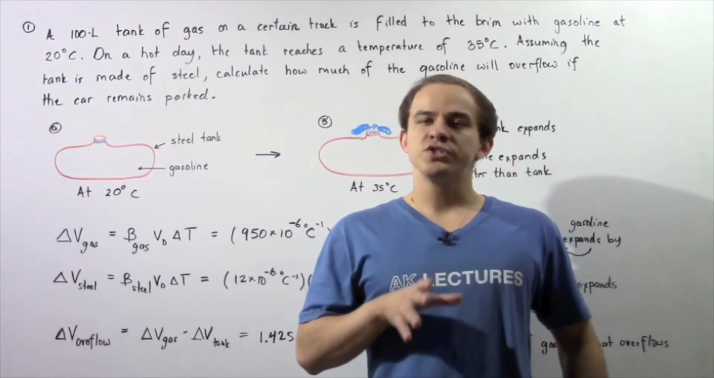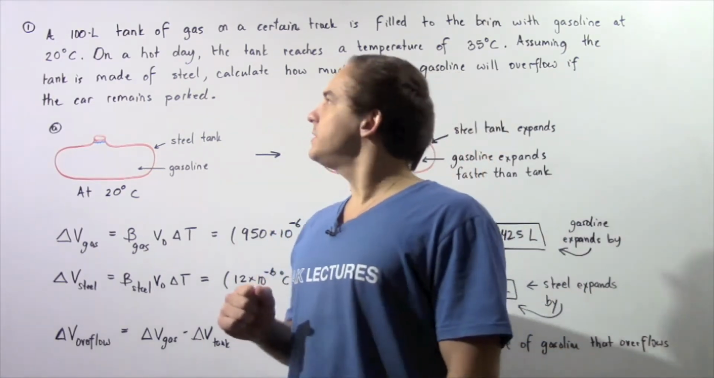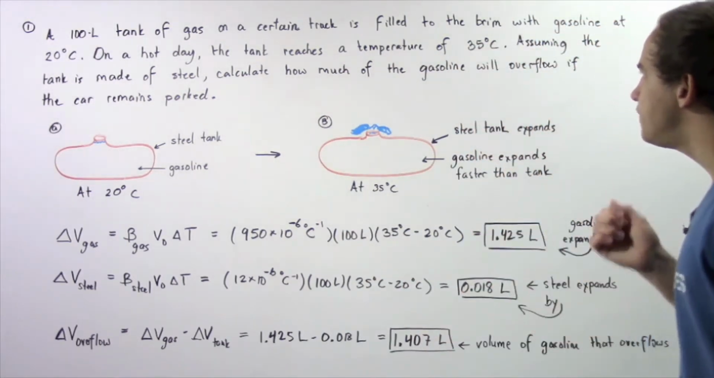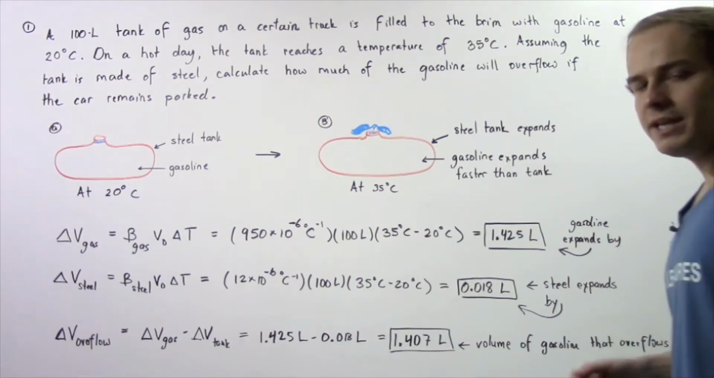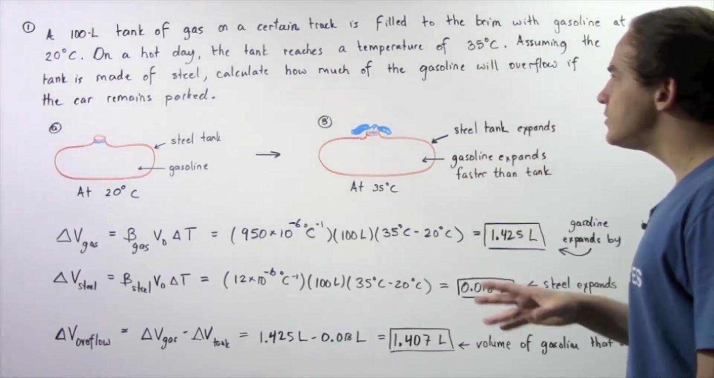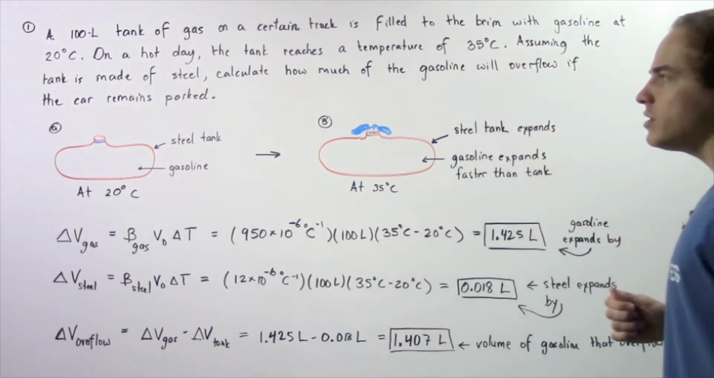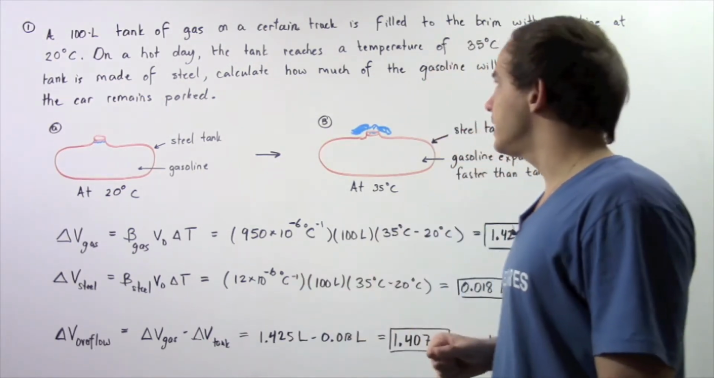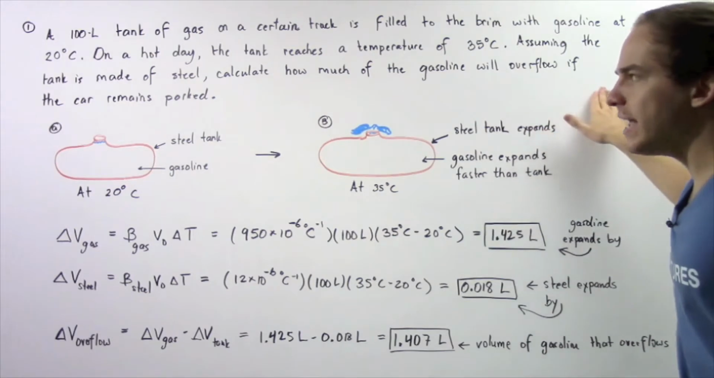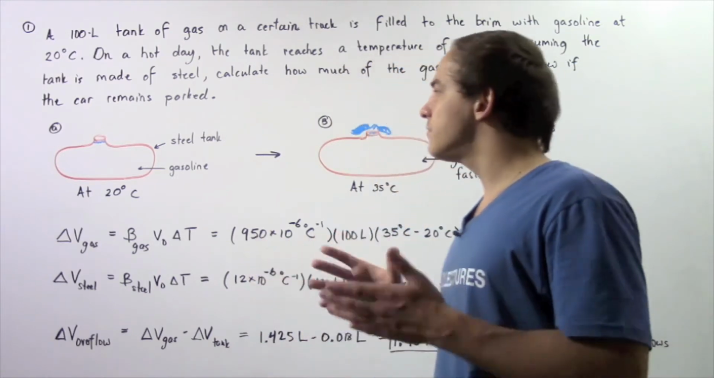In this example, we're going to look at thermal volume expansion of solids and liquids. So let's begin. A 100-liter tank of gas on a certain truck is filled to the brim with gasoline at 20 degrees Celsius. On a very hot day, the tank reaches a temperature of 35 degrees Celsius. Assuming the tank is made of steel, calculate how much of the gasoline in terms of volume will overflow if the car remains parked. That is, the car doesn't actually spend any of the gas.